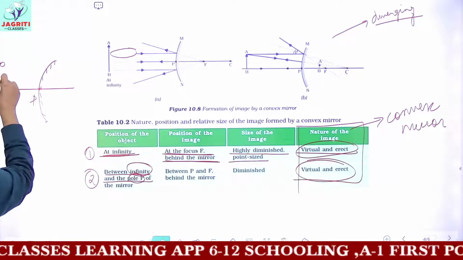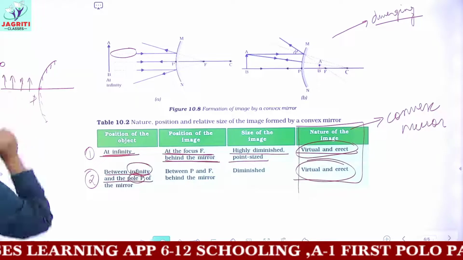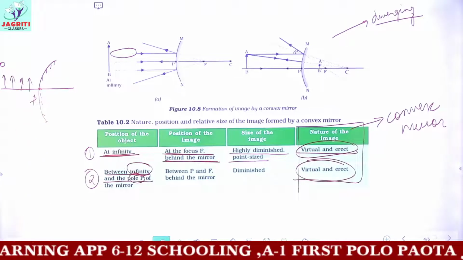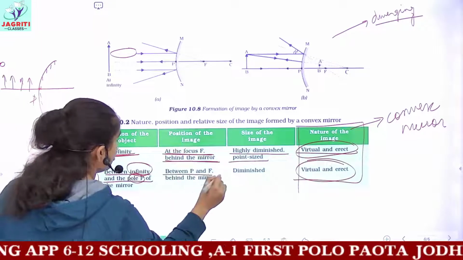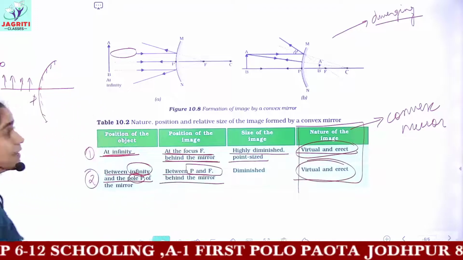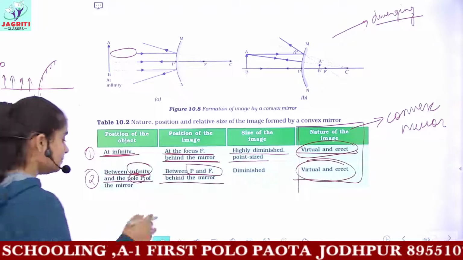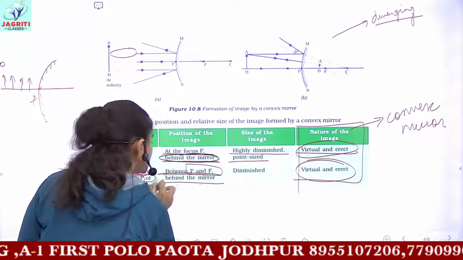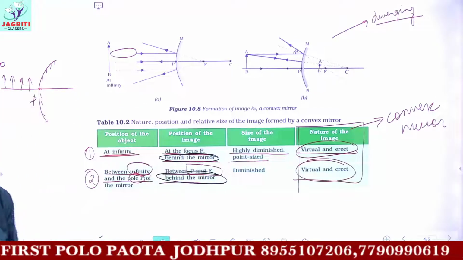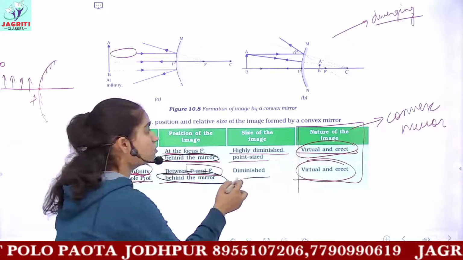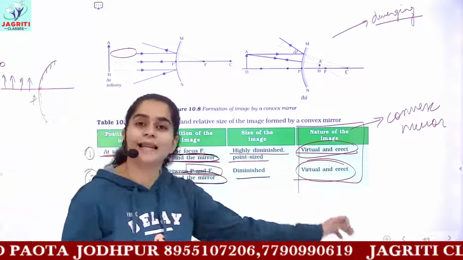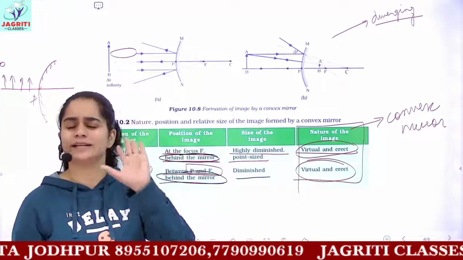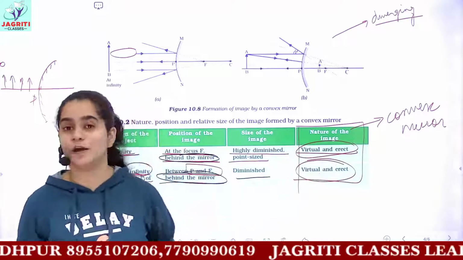So you can place it anywhere. If you place the object between infinity and the pole, the image is always formed between the pole and the focus, behind the mirror. Remember, the important point is that everywhere the image is formed behind the mirror. And the image formed here is also diminished, virtual and erect.